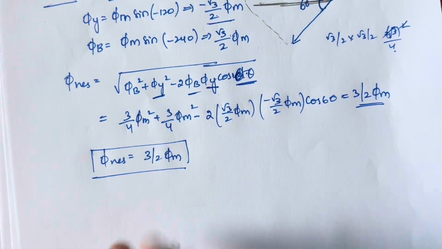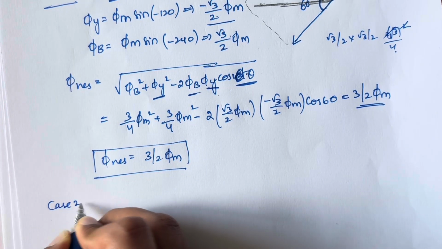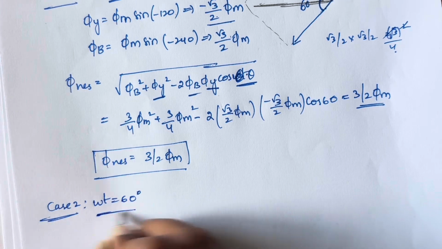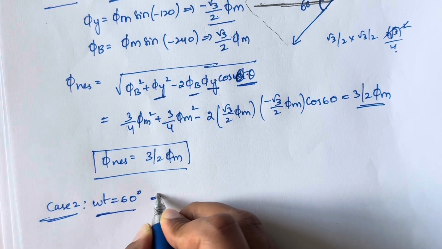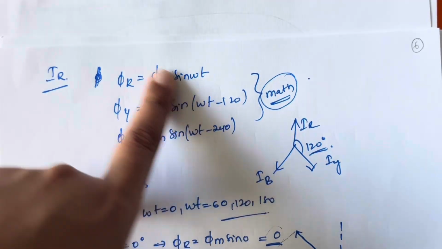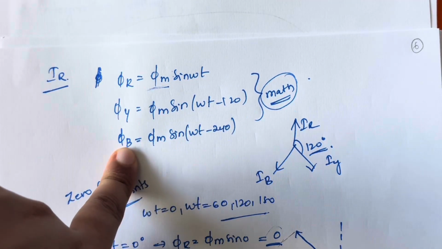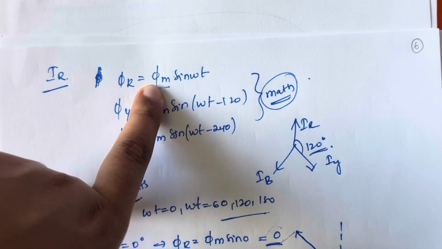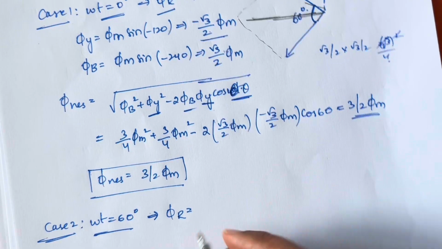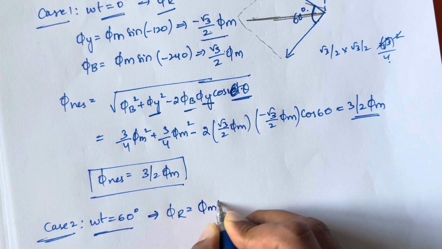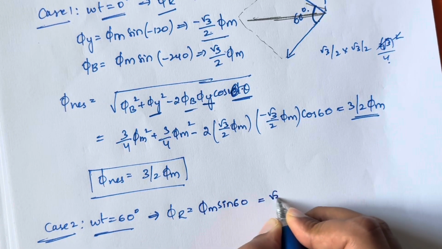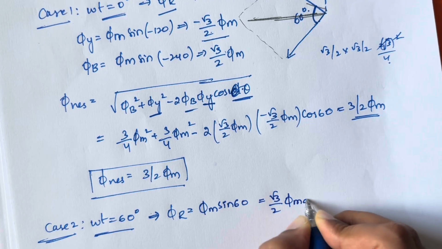Okay, now let's do case 2. Case 2 is if omega t is equal to 60 degrees. So from these three equations, if you can remember these three, phi r is phi m sine omega t. So phi r is equal to phi m sine 60, which is nothing but root 3 by 2 phi max.